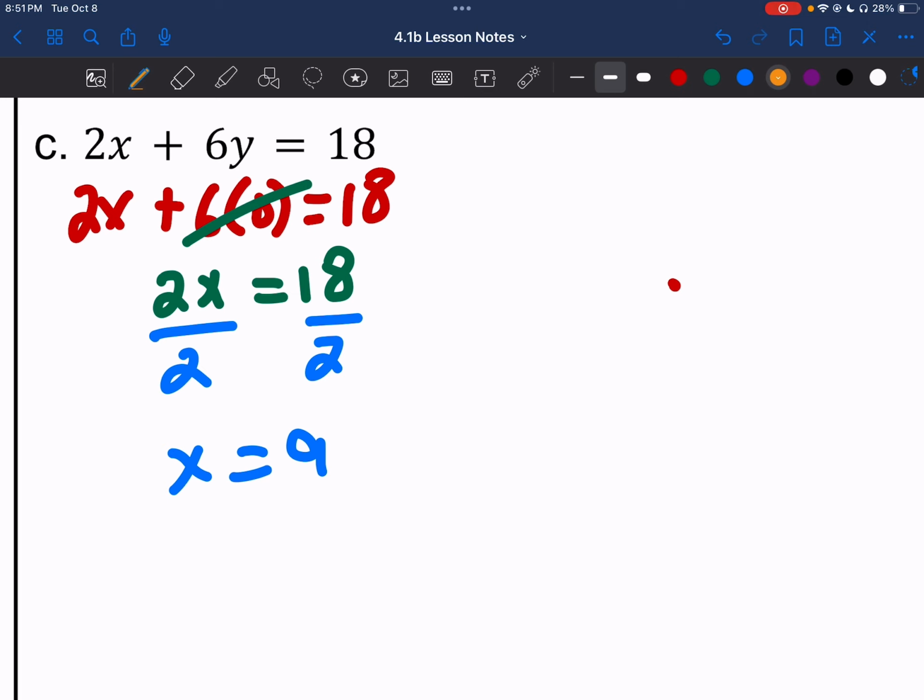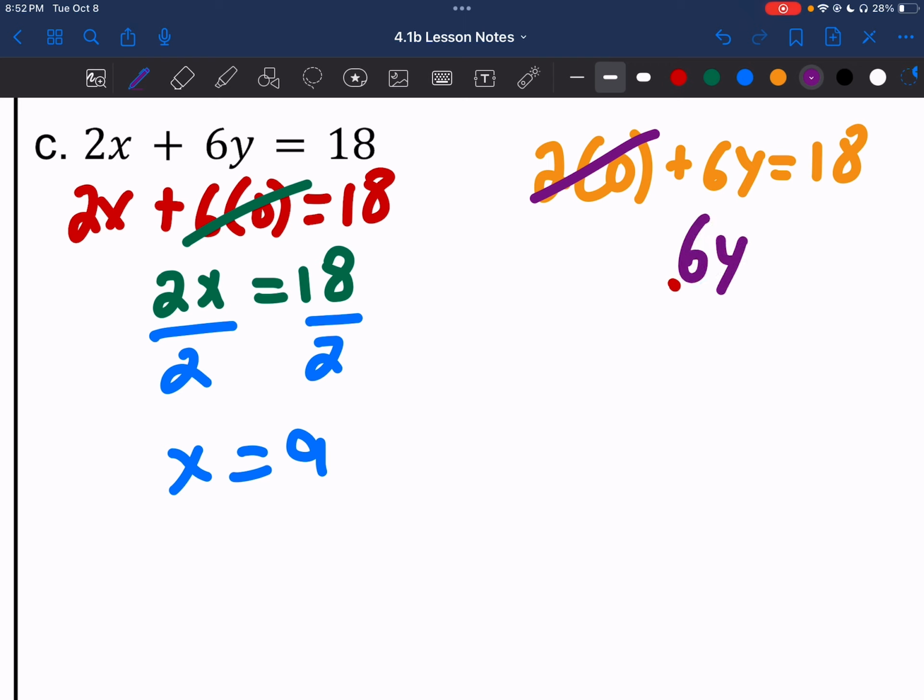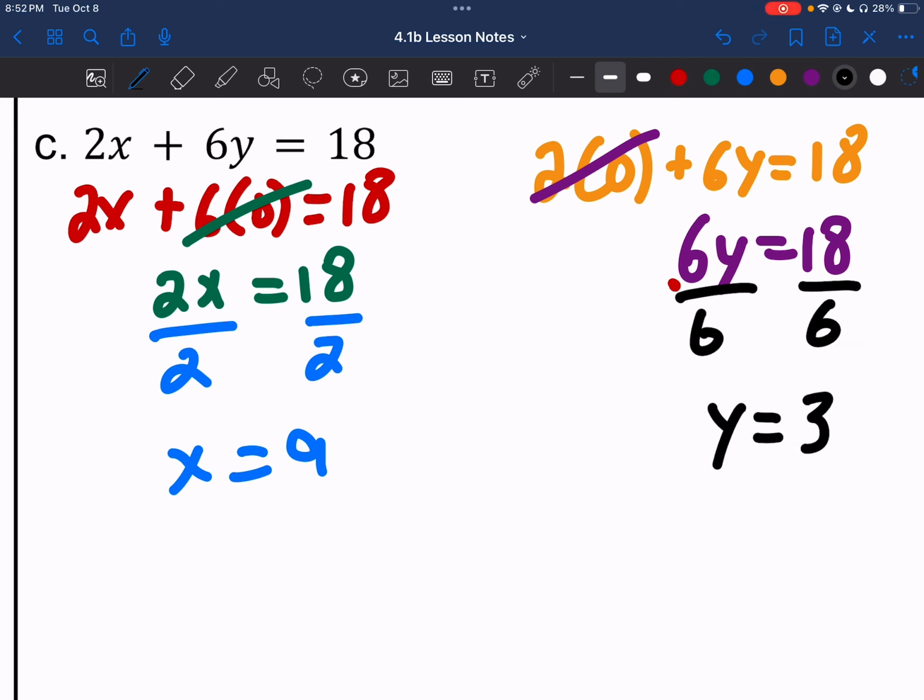Now, my y-intercept, we substitute in 0 for x, and I have plus 6y is equal to 18. So now, the 2 times 0 cancels out. I have 6y equals 18. And I divide both sides by 6, y is going to be equal to 3.